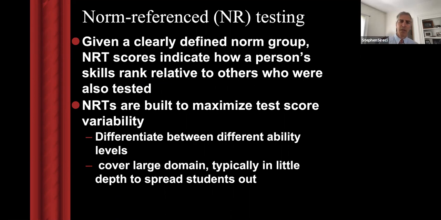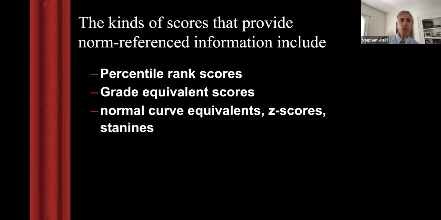The way these tests are built is basically to line everybody up and differentiate among them as much as they can. Tests like the Iowa Test of Basic Skills or the TerraNova tests are built to maximize that variability. The idea is to cover a large domain of content, 8th grade math, for example, but not in great depth, so that we're covering a large amount of the domain and can spread people out as much as possible and compare them.